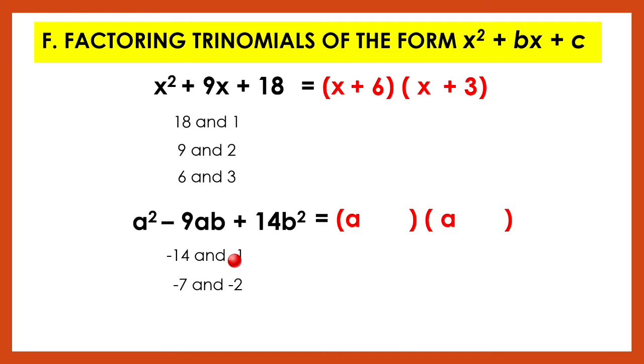Negative 14 times negative 1 is positive 14. Negative 7 times negative 2 is positive 14. Alin kaya dito yung magsasum ng negative 9? So, negative 14 plus negative 1 is negative 15. Negative 7 plus negative 2 is negative 9. Therefore, ang ilalagay natin dito is minus 7b and then minus 2b. So, bakit may b? Kasi meron tayong 14b square. So, we have a minus 7b and a minus 2b.